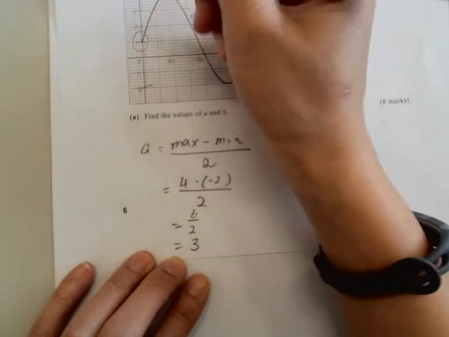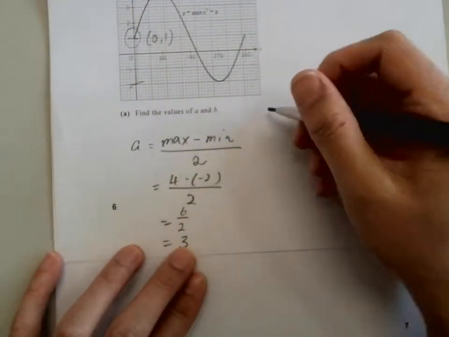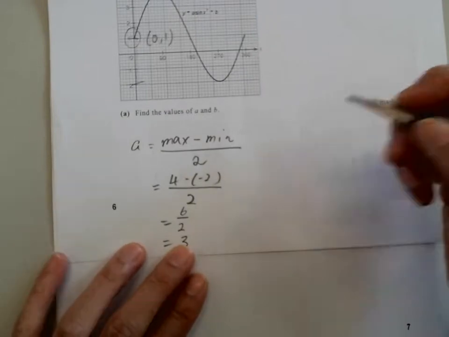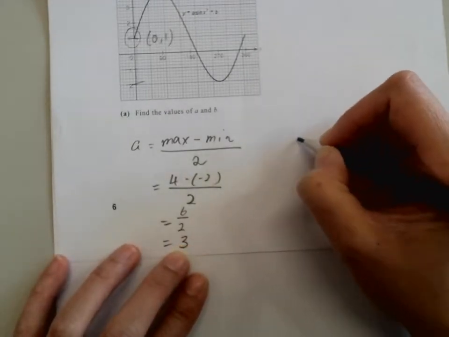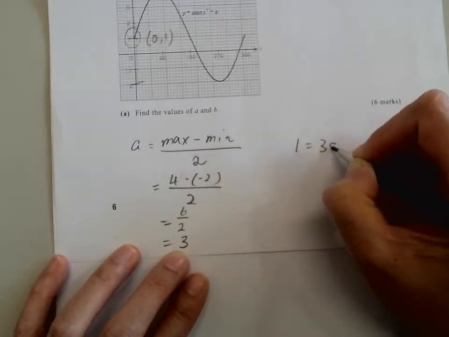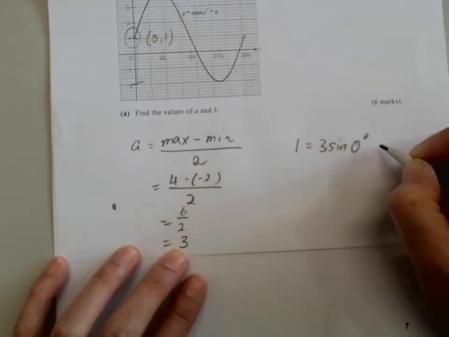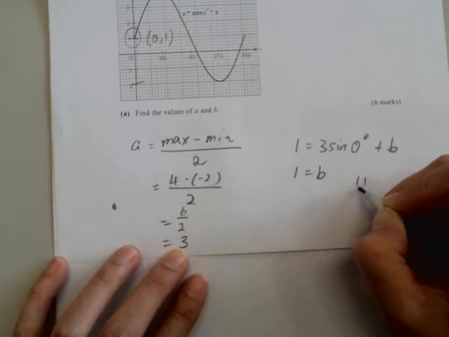Alright, the other point is that we have (0, 1) to find B. So what we're going to do is substitute 0 and 1 into x and y. So we have 1 equals 3 sine 0 degrees plus B. Sine 0 is 0, so we have 1 equals B.